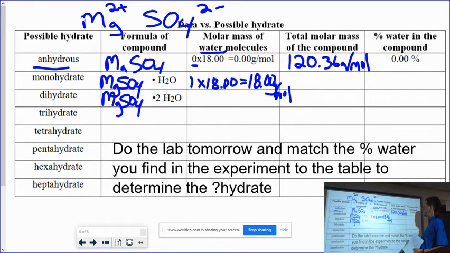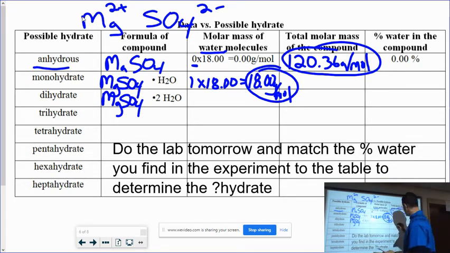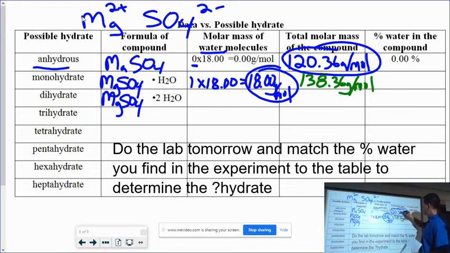What's the total mass of the compound? Well, I'm going to have this 120.36, that's the dry, plus this 18 right there. If I do the math on that, it's 138.36 grams per mole. So you notice this one, this green one, is 18.00 heavier than this 120.36. So what do you think the mass of the one with the 2 water molecules in it is going to be? Well, I'm guessing it's going to be 120.36 plus 18 plus another 18, because there are 2 water molecules there.